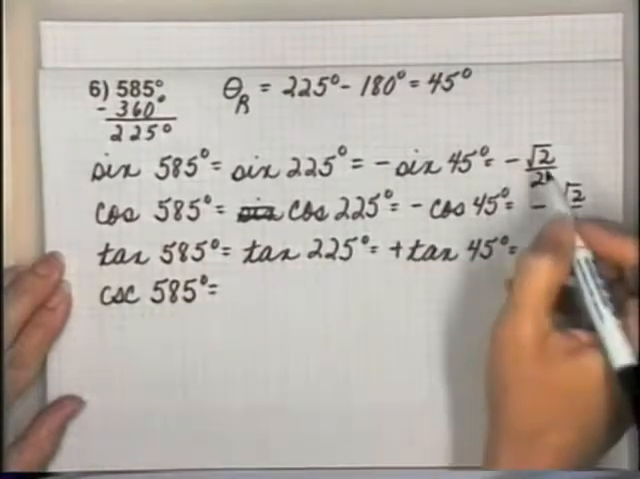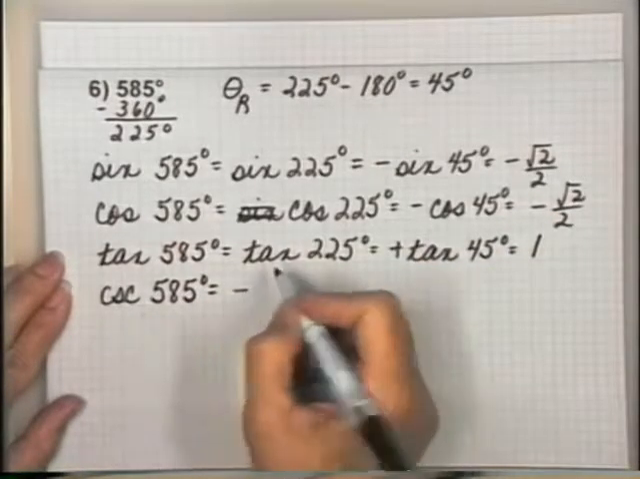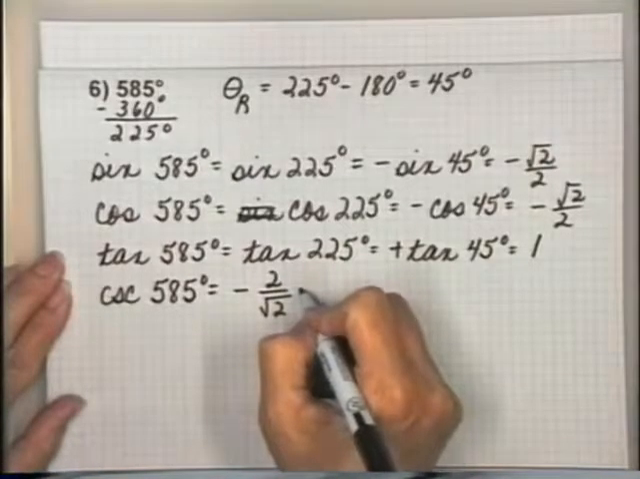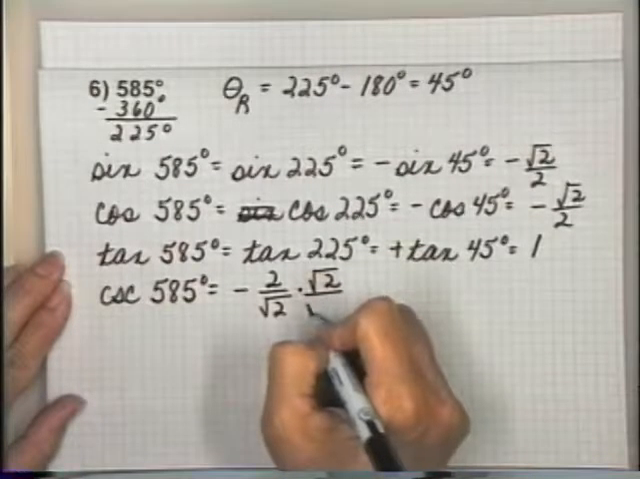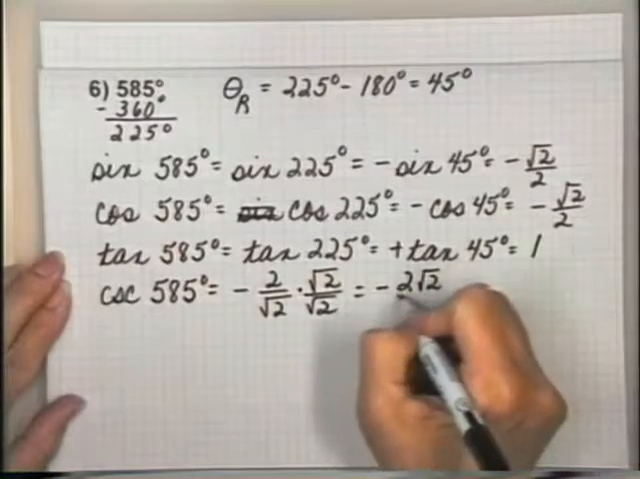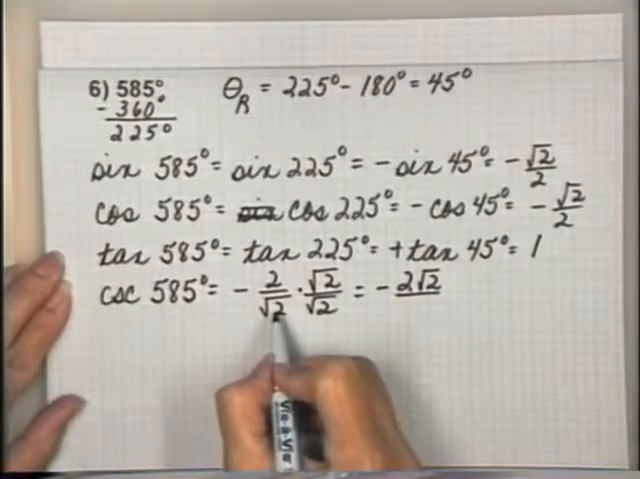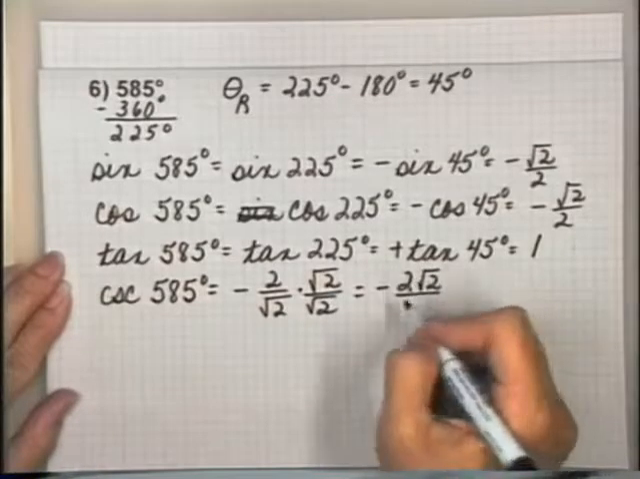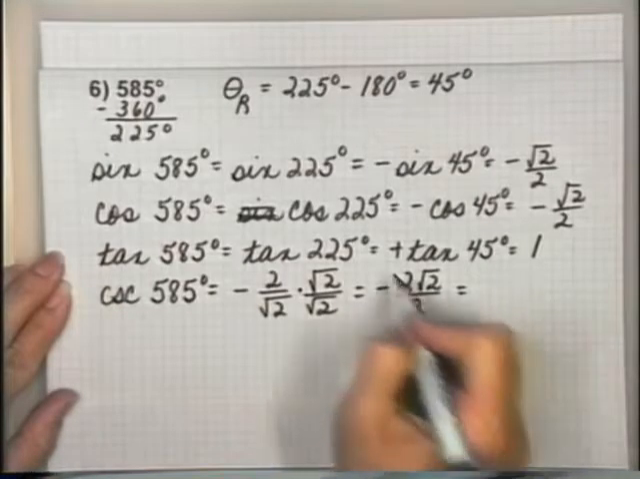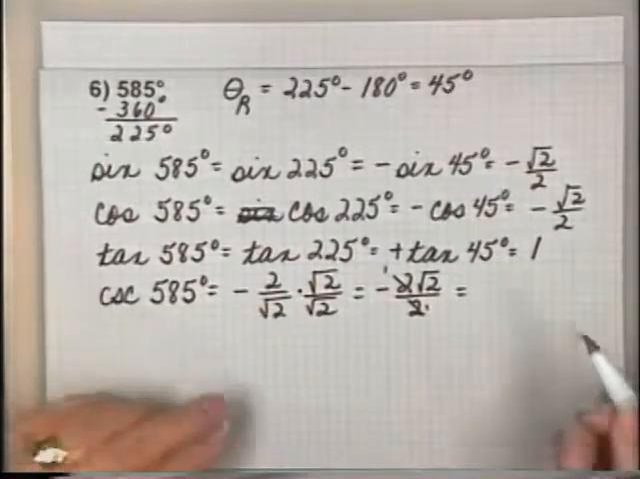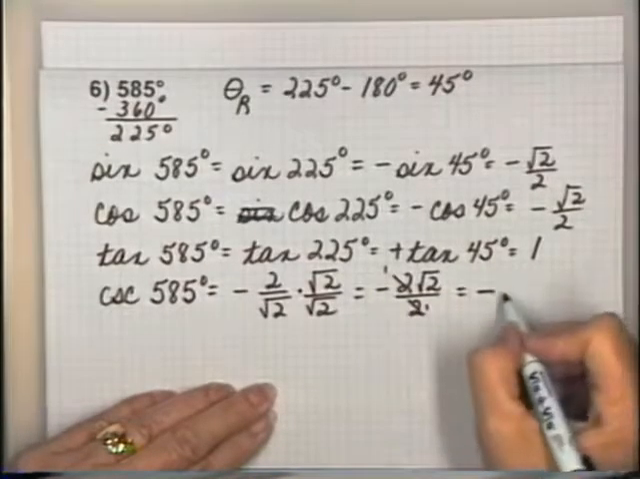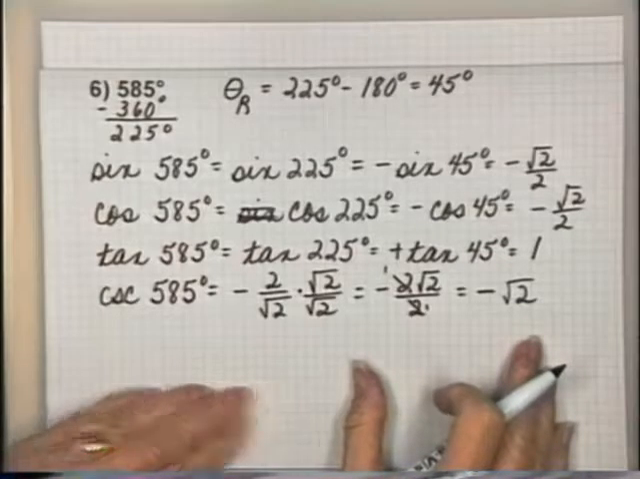For cosecant, we'll use the reciprocal of the sine. That would be minus 2 divided by the square root of 2. We'll rationalize. We'll have 2 times the square root of 2. And of course in the denominator, the square root of 2 times the square root of 2 is 2. And we can divide those 2's out, can't we? So that divides to 1, so we're left with minus 1 times the square root of 2 over 1, which is simply the square root of 2.